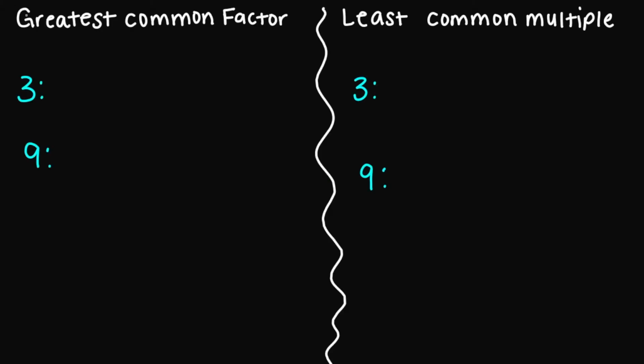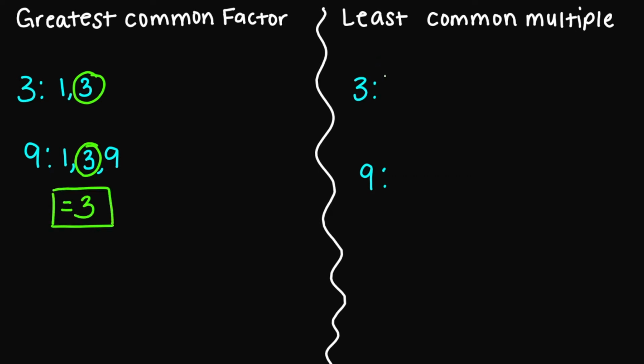If we needed to find the GCF, the greatest common factor for 3 and 9, I'm going to list all of the numbers that when multiplied together give me 3. So 1 times 3 gives me 3. For 9, numbers that when multiplied together give me 9: we have 1 times 9, and then we have 3 times 3. The greatest common factor between the 3 and the 9 is going to be the number 3. So your GCF here is going to be 3.